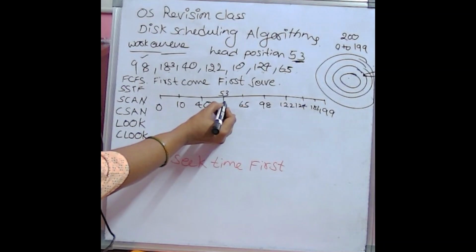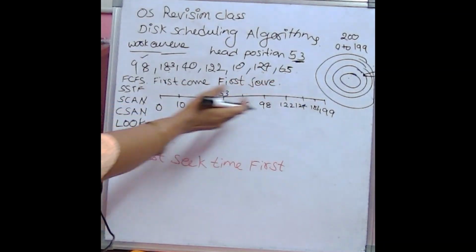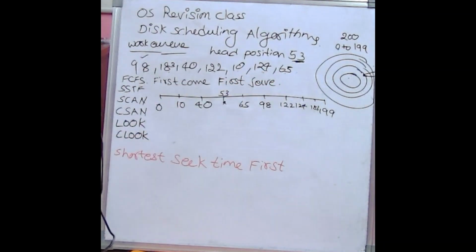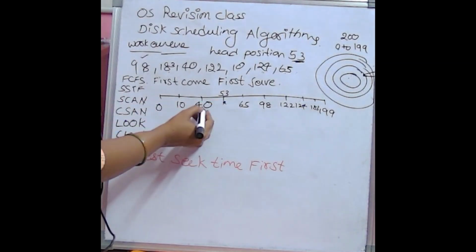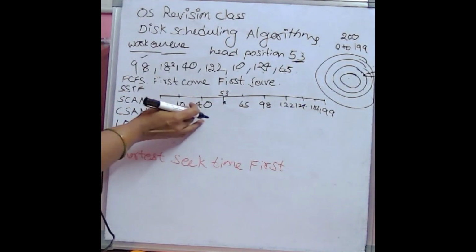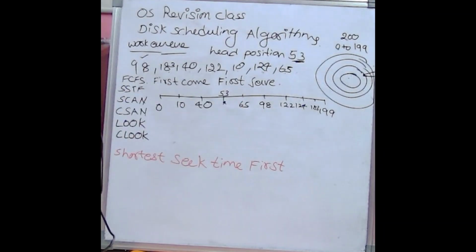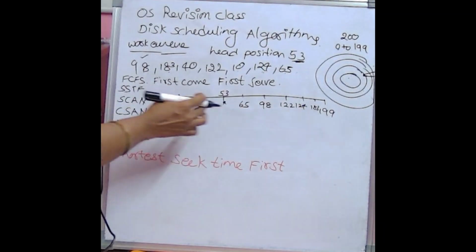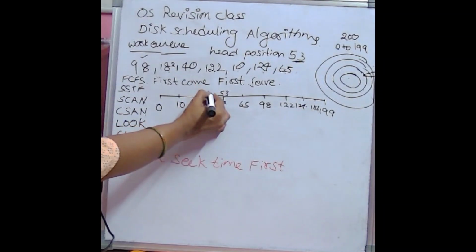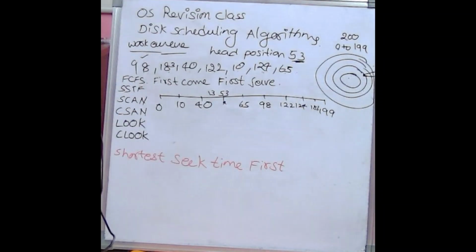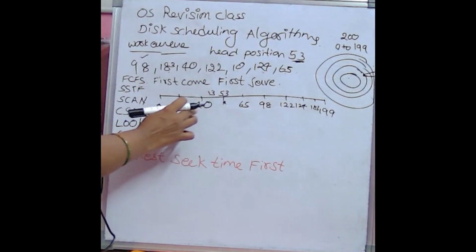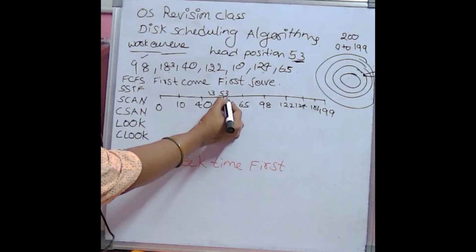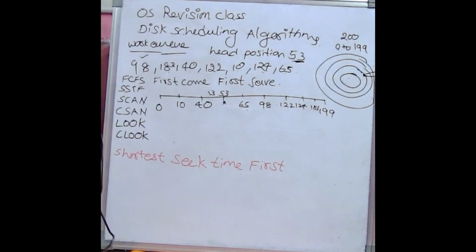Here our head position is at 53 and these are all the work queue requests. Within that, which is nearer, we check with 53: 40 or 65. Maybe either of these is nearer to the current head position. 53 minus 40 requires 13 cylinders to travel. Otherwise, 53 to 65, which is the next request, may be nearer. That we need to calculate. How many cylinders from 53 to 65?